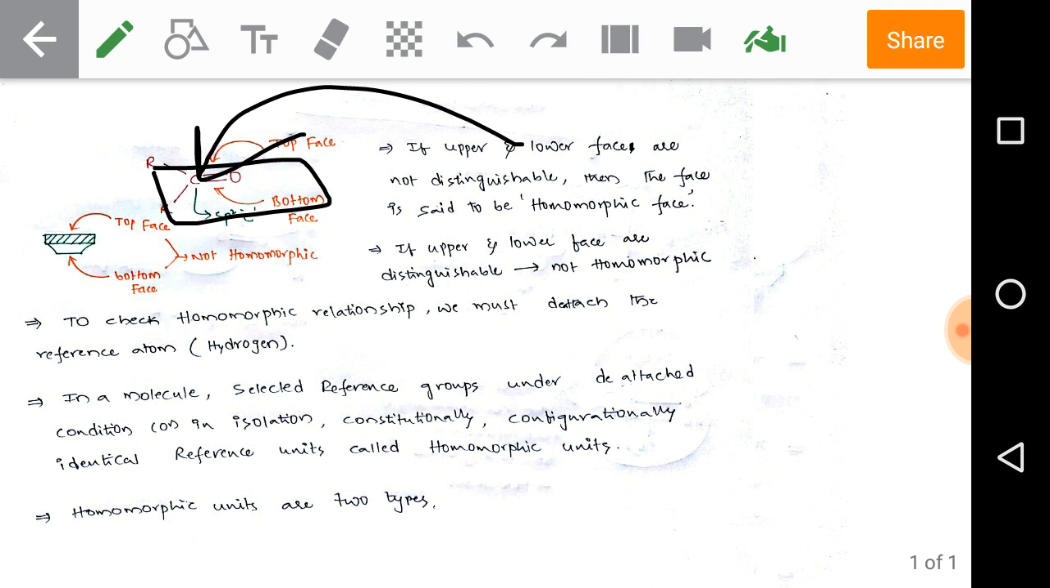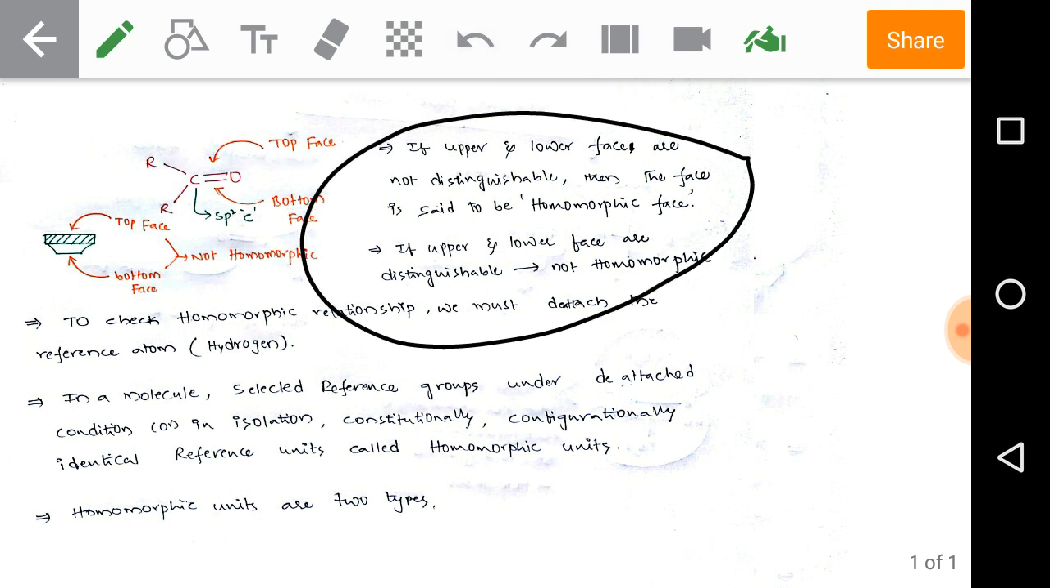Okay, so then we consider that as top phase, and if the addition takes place from the bottom of the plane of the carbon, that means that keto molecule, then we consider it as bottom phase. Right. Now just check the sentences here.